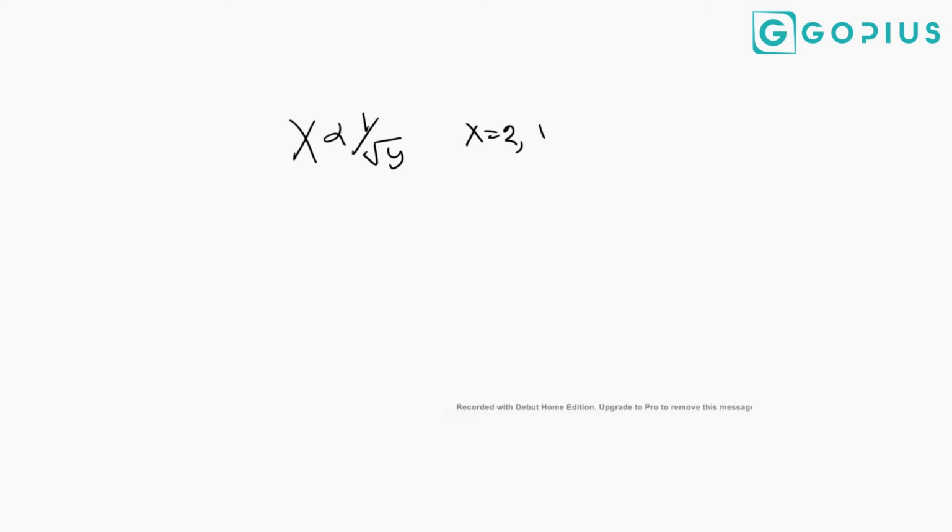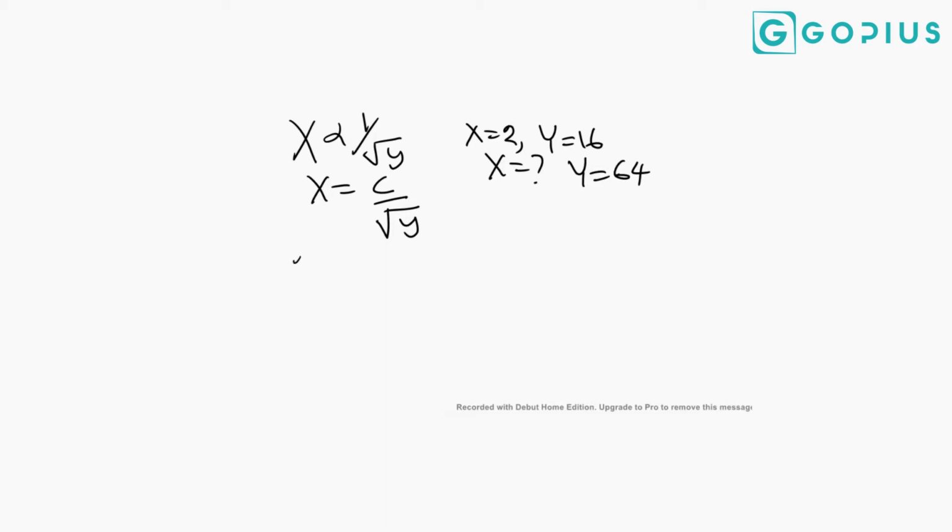X is equal to 2 when y is equal to 16. Find x when y, of course, is equal to 64. So this is x equals c divided by the square root of y. X is equal to 2, y is equal to 16. So we bring in the first set of values.